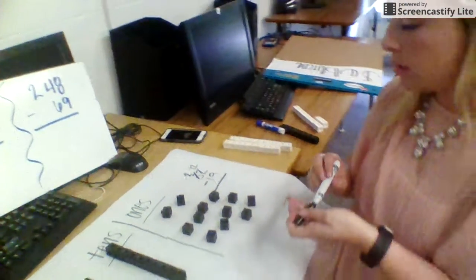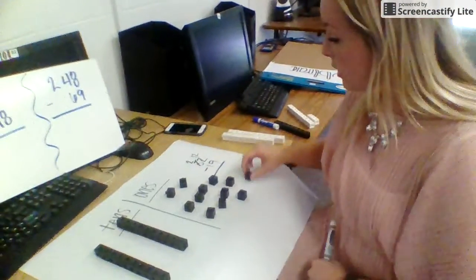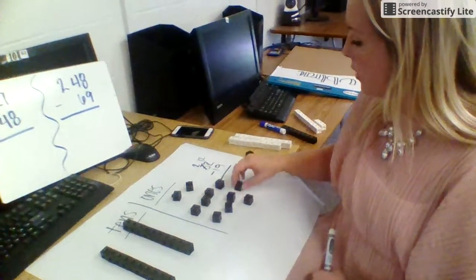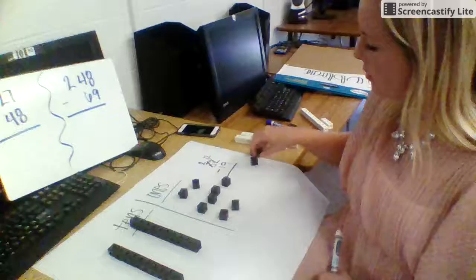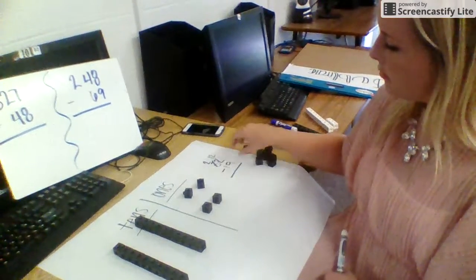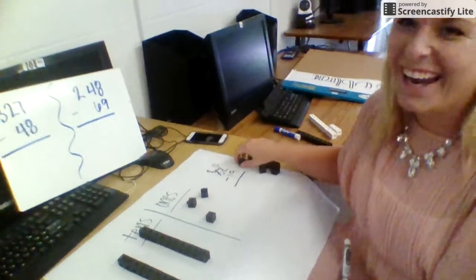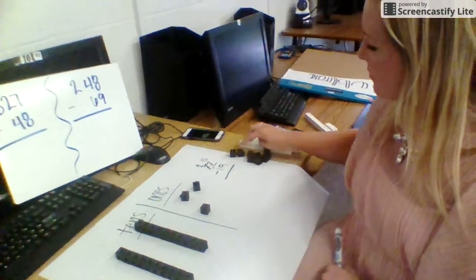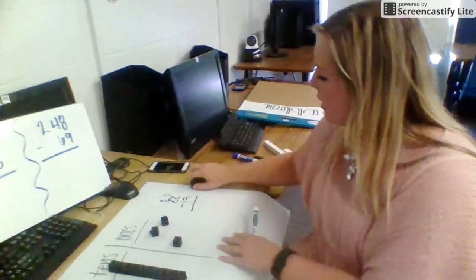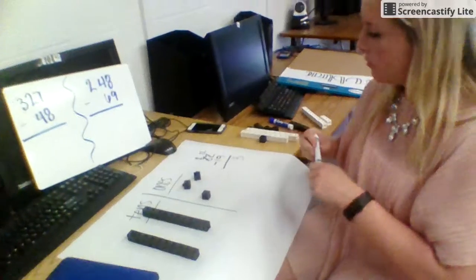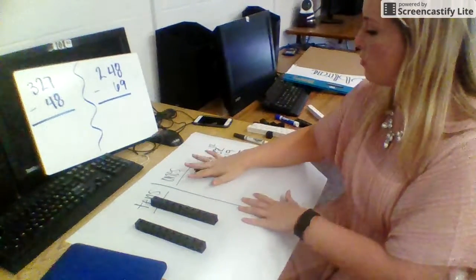We are going to continue to take away 9. So we can do that since we now have that many in our ones place. So now we have 12, 11, 10, 9, 8, 7, 6, 5, 4, 3. 1, 2, 3, 4, 5, 6, 7, 8, 9. So we took away 9. And with our cubes, we see that we have 3 left. Awesome. So that is just what is left.